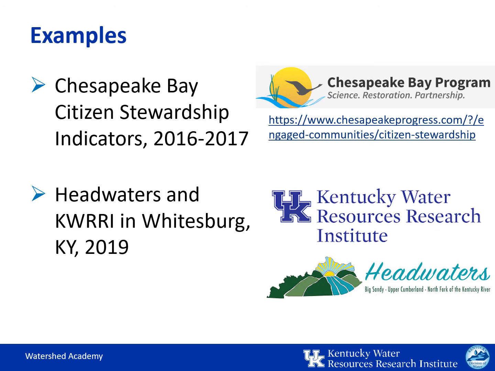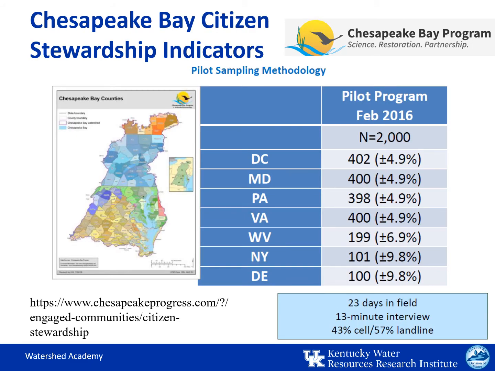To provide some examples of quantitative surveys, we want to look at a survey conducted by the Chesapeake Bay on citizen stewardship indicators, as well as an adaptation of these methods that was used by Headwaters and the Kentucky Water Resources Institute in Whitesburg, Kentucky. The Chesapeake Bay study was very large, using a final total of 5,200 randomly selected residents across 6 states and Washington, D.C. via phone interviews. This made the results statistically significant at the state level.